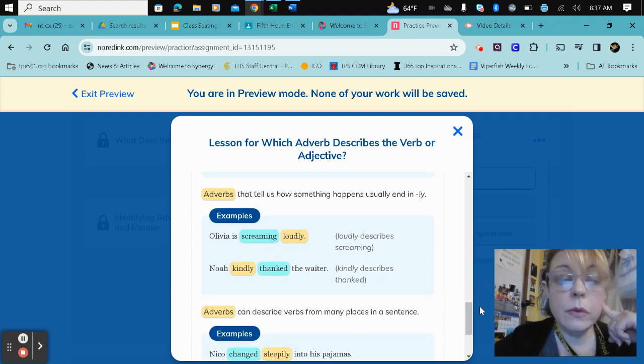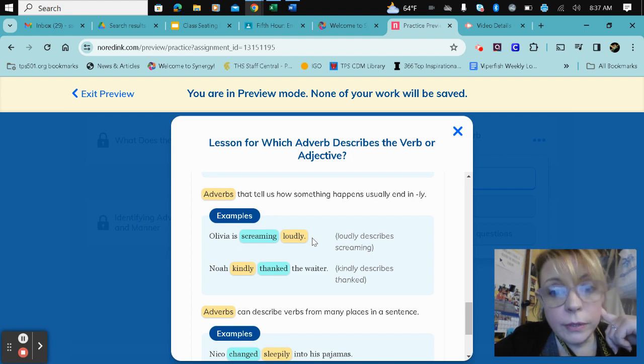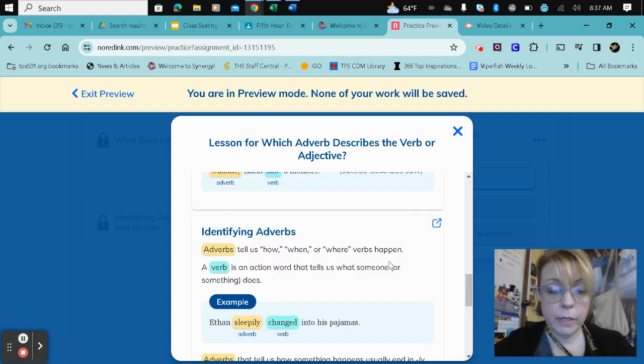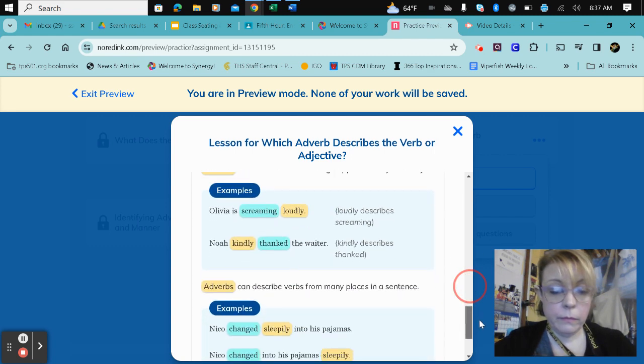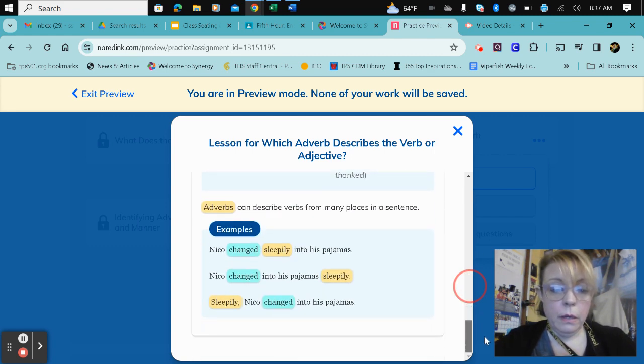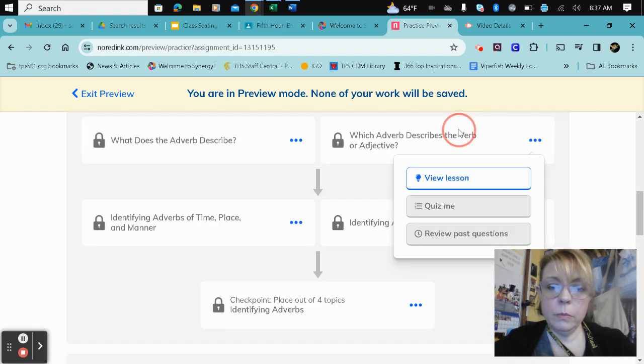Adverbs that tell us how something happens usually end in ly. So if you're like, I'm not really sure, try to find the word with the ly, and that would be an adverb, most likely. Olivia's screaming loudly. So loudly describes how she was screaming. Noah kindly thanked the waiter. So he thanked him kindly. Kindly would be then the adverb. And I think I went over that. It can go any place in the sentence almost.